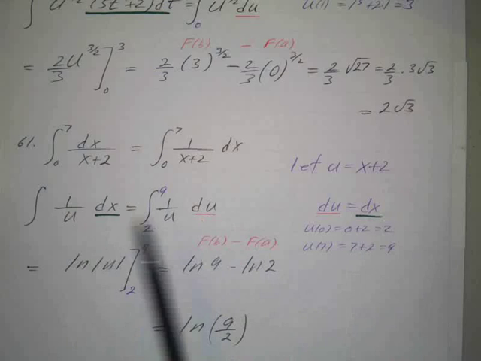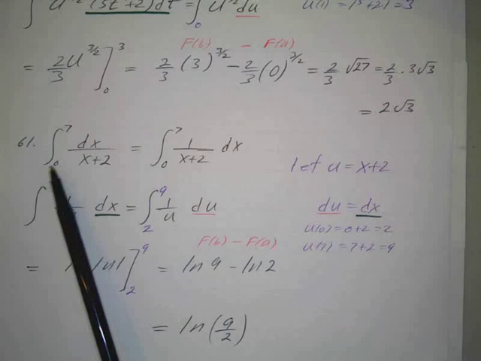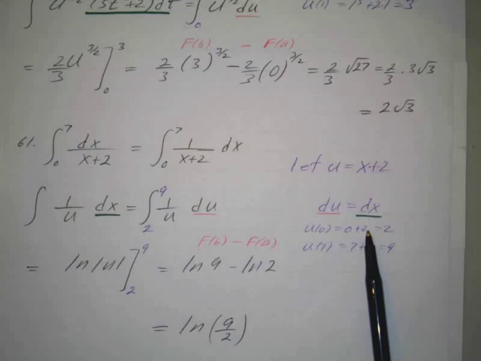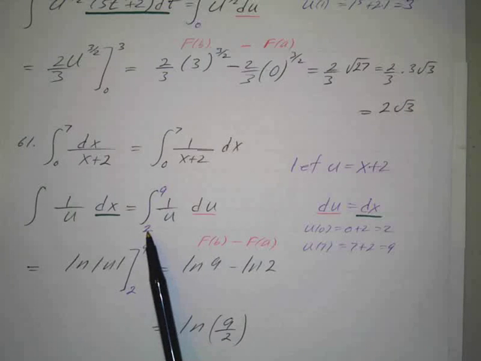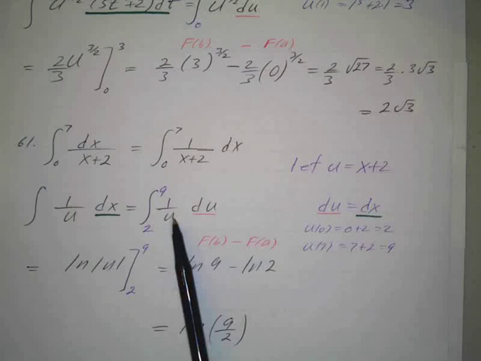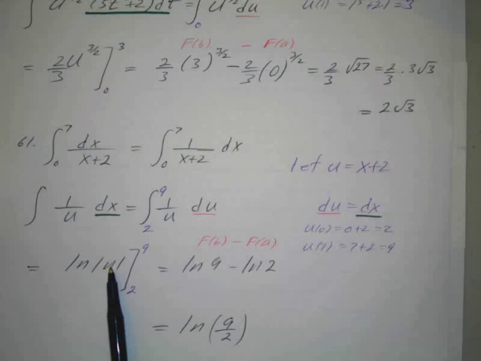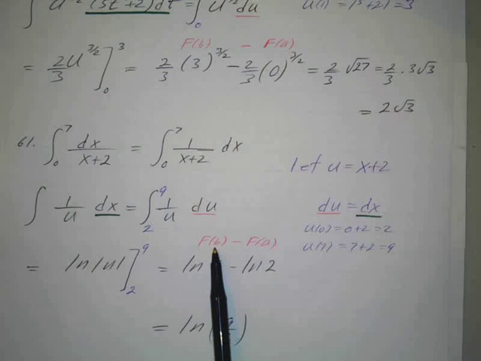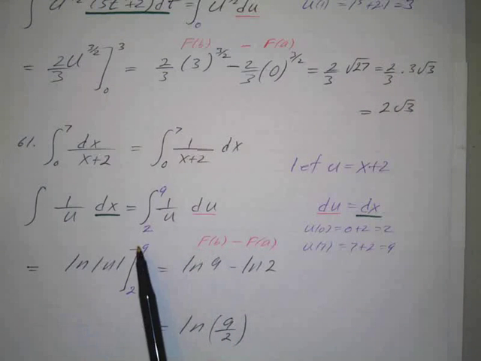Now I've got to figure out what my limits are going to be. So my u is x plus 2, so 0 plus 2 is 2. And 7 plus 2 is 9, so I'm integrating from 2 to 9 of 1 over u du. And the antiderivative of 1 over u du is just the natural log of the absolute value of u. So I use the second part of the fundamental theorem of calculus, f of b minus f of a.